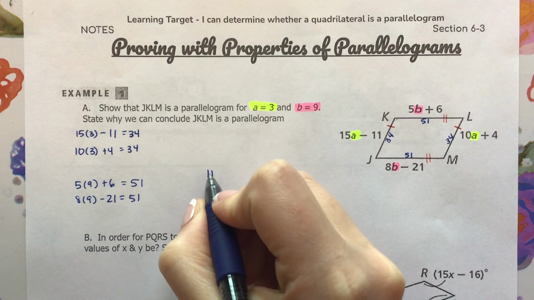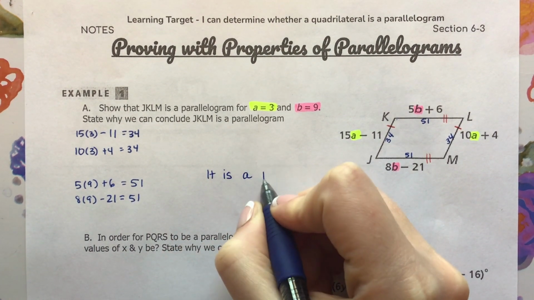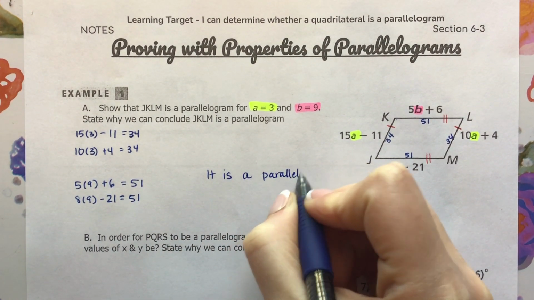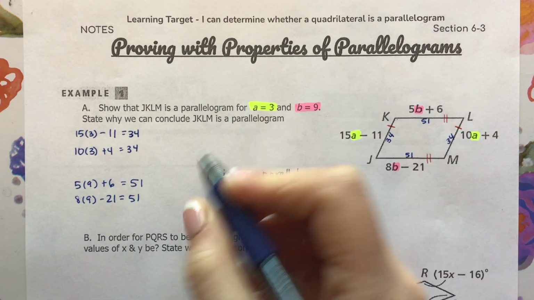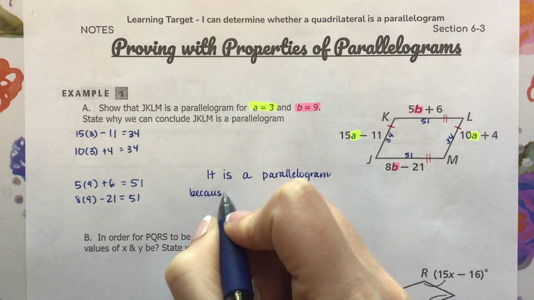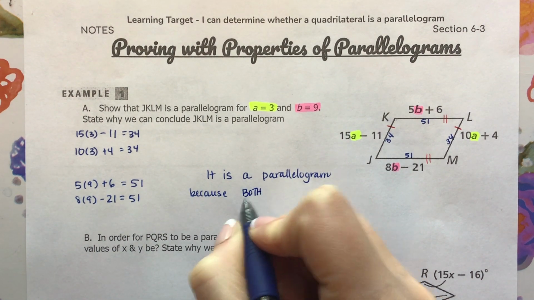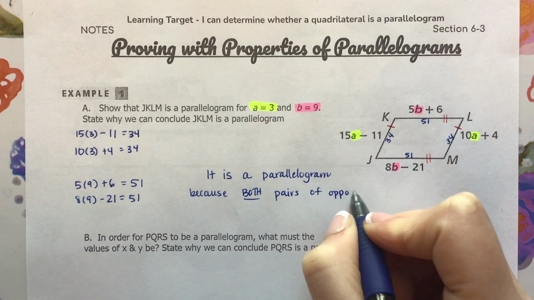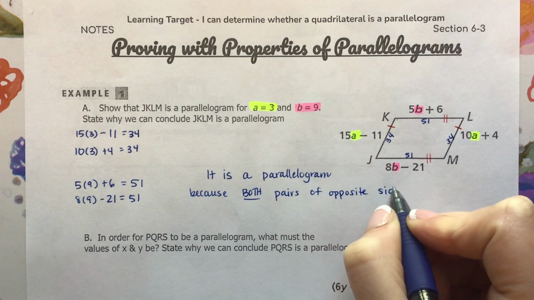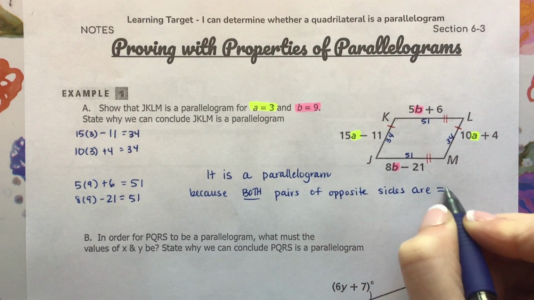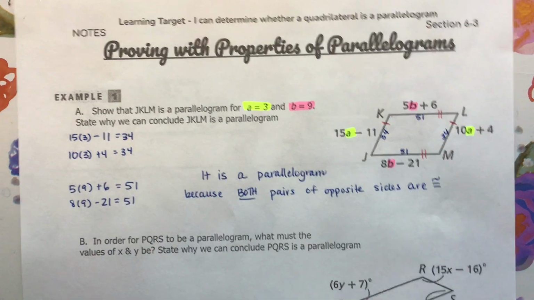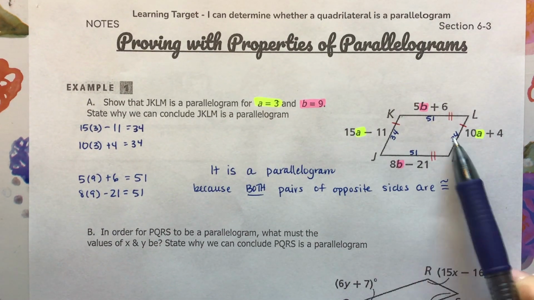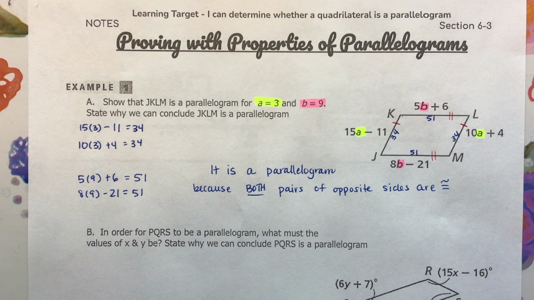So it is a parallelogram because both pairs of opposite sides are congruent. And we know they're congruent because when 2 segments have the same length, like for example 34, then that means they're congruent. All right.